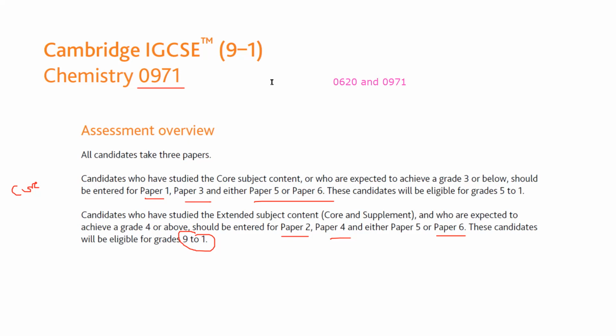The maximum grade in extended, you can have is A star in alphabetical, and in numeral, you can have a maximum of 9. So you will not study anything about core. In short, the combination which you will select is paper 2, paper 4, and paper 6.